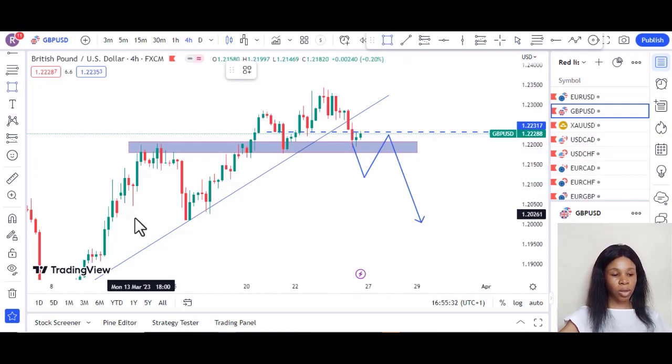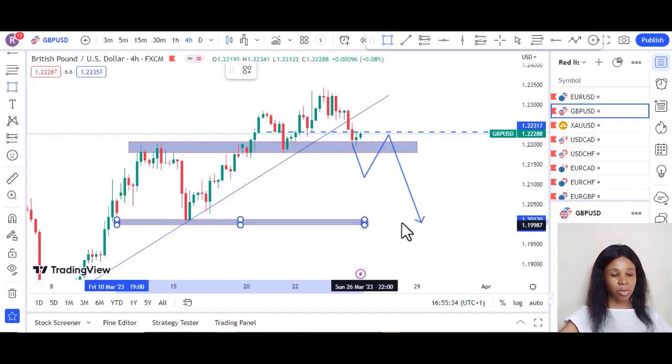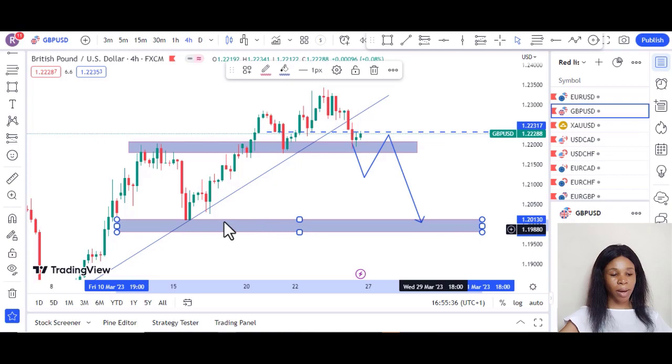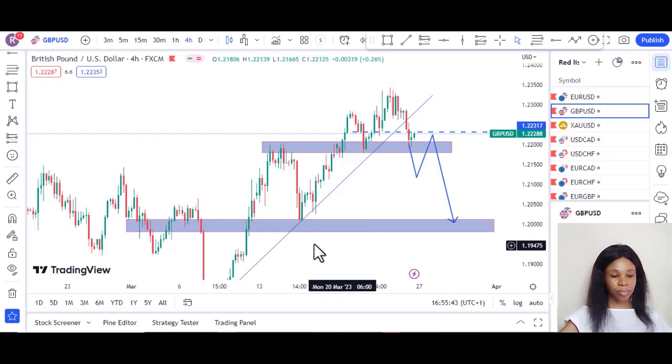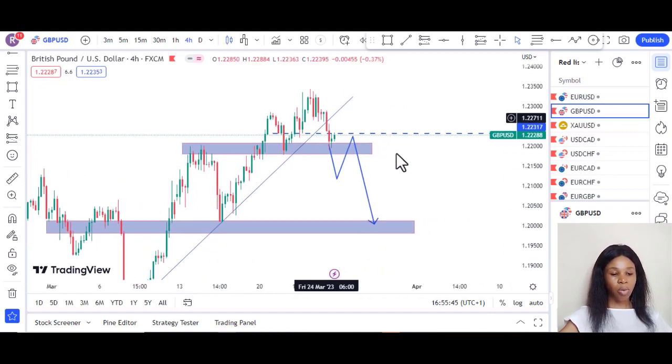We have a zone here, right? So this will be my exit. Okay, this will be my exit. So guys, this is what I'll be looking at for the GBP USD.